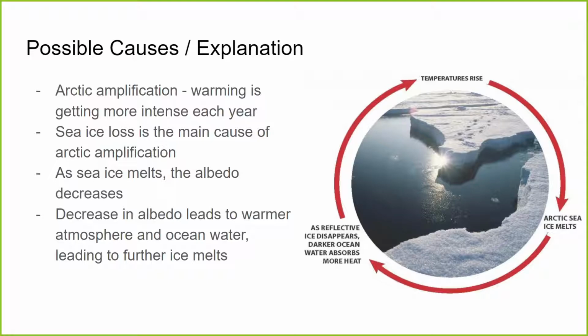The primary cause for the sea ice extent loss is Arctic amplification, which is the warming getting more intense each year. And sea ice loss is itself the main cause of Arctic amplification. As the sea ice melts, the albedo decreases, and this decrease in albedo leads to warmer atmosphere and ocean water due to the lack of reflected sunlight, which in turn leads to further ice melts.